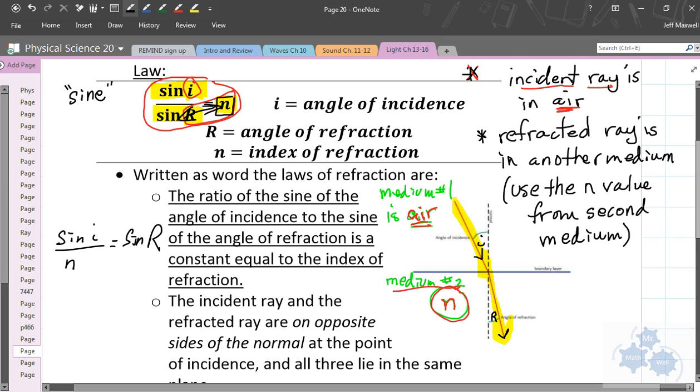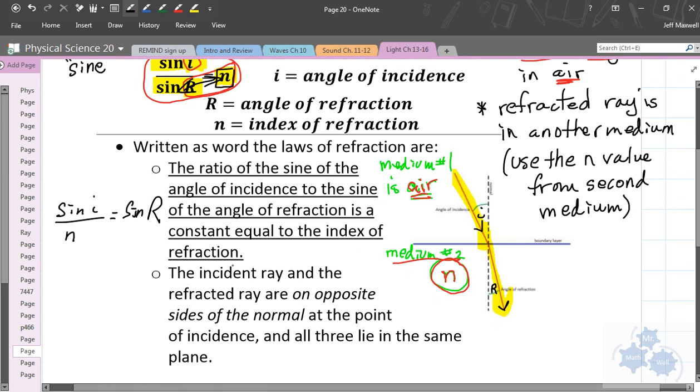The incident ray and the refracted ray, it's important to note that they're on opposite sides of the normal always. So this angle would be on one side of the normal, and the refracted ray would be on the other. That's important. It doesn't go like this. It doesn't bounce that much. That doesn't make sense. It's almost straight, but it refracts in just a little bit.